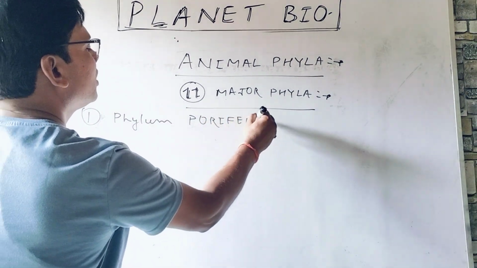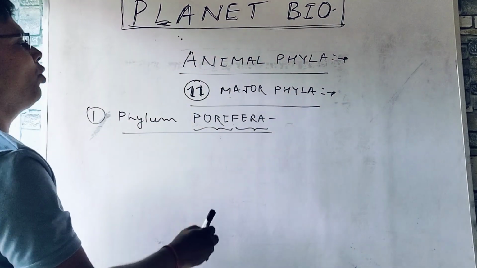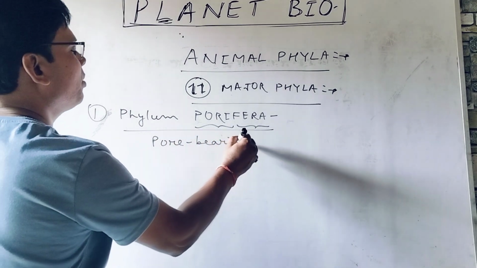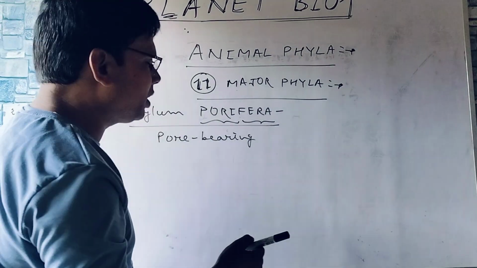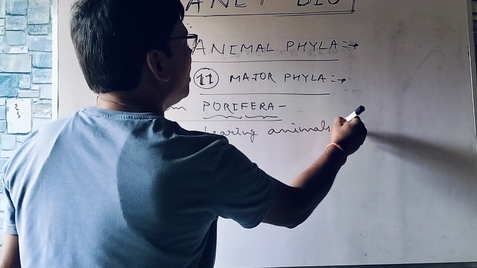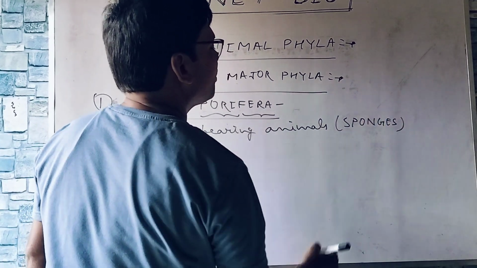Phylum Porifera. Pori means pore, fera means bearing. Pore bearing animals. This is the first animal phylum or first multicellular phylum. Porous animals are there. They are also called sponges. So this is the characteristic feature.